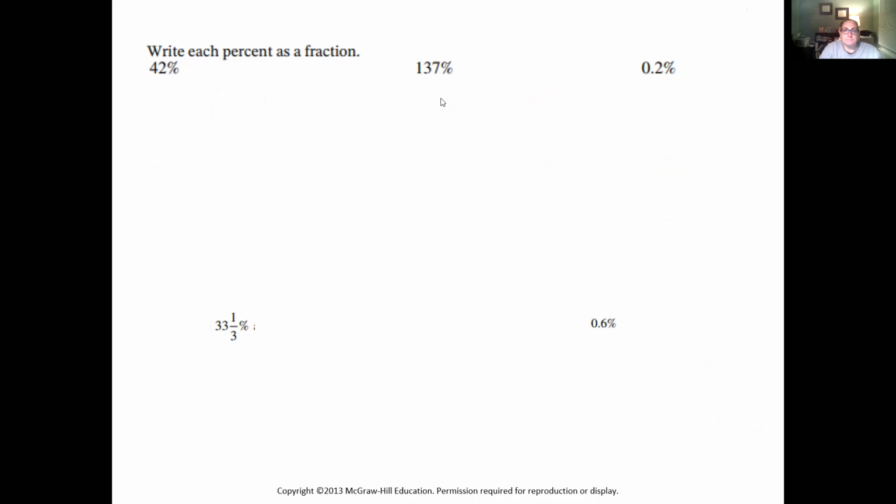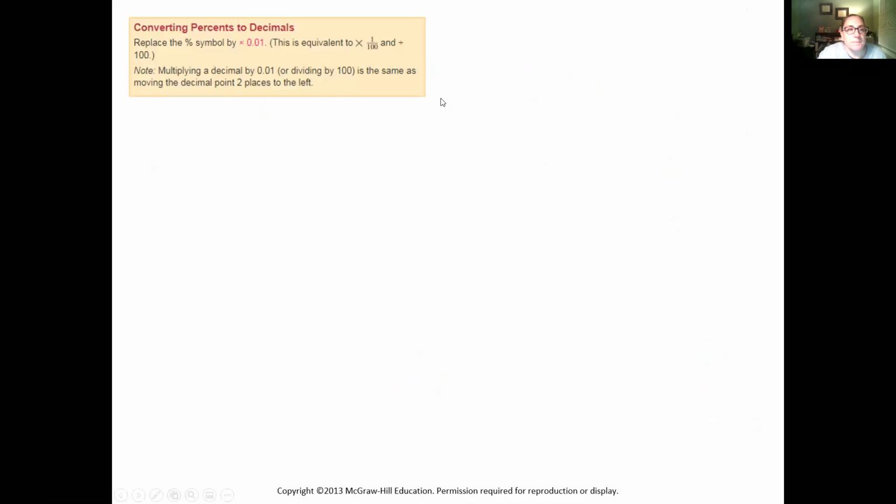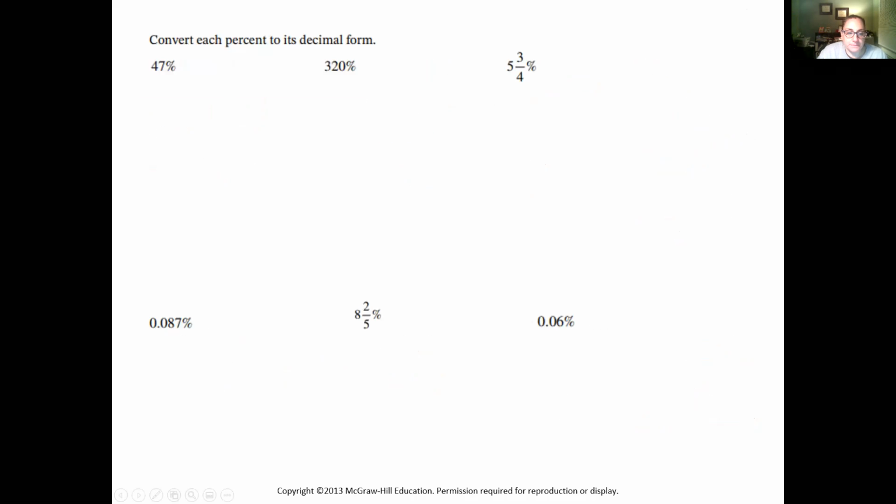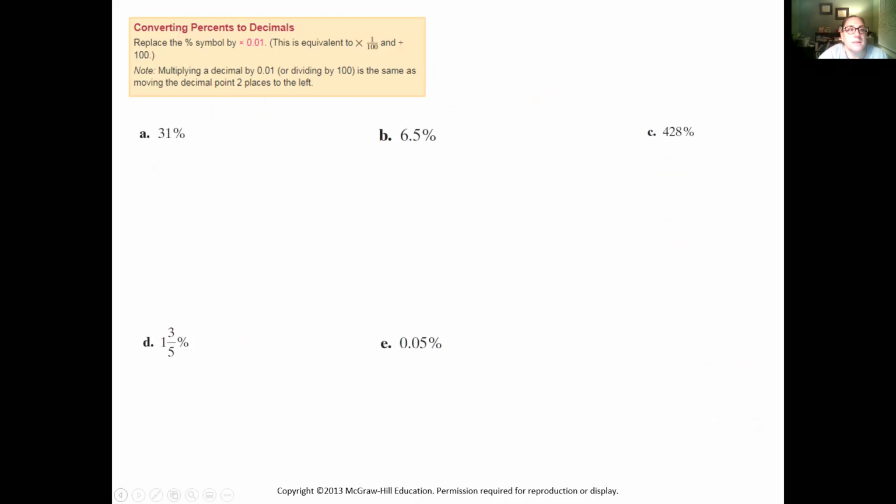Right, moving on. Now we want to convert percents to decimals, right? Now the rule says replace the percent symbol by timesing by 0.01. So you're going to times by a hundredth. Right? This is equivalent to times 1 over 100 and divided by 100. Then it also says multiplying a decimal by 0.01 is the same as moving it 2 points to the left. And that's what's going to be key here.